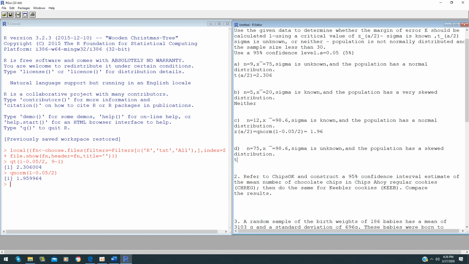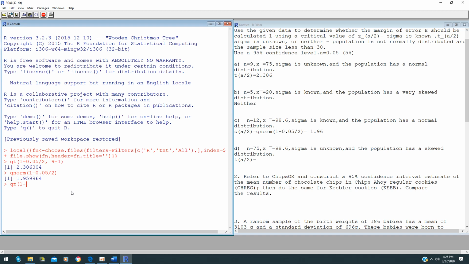So in order for us to figure out your critical value in this case, we have to use qt. The formula is qt of 1 minus alpha over 2, which is 1 minus 0.05 over 2. And again, your degree of freedom in this case is 75 minus 1, n minus 1. So that will give us 1.99.